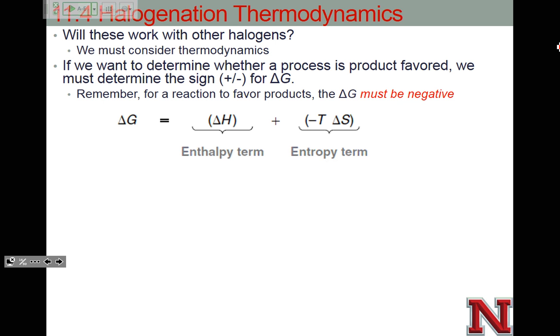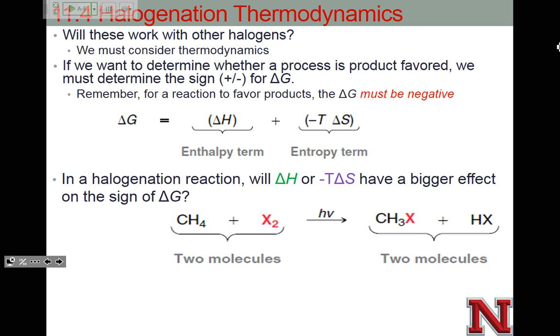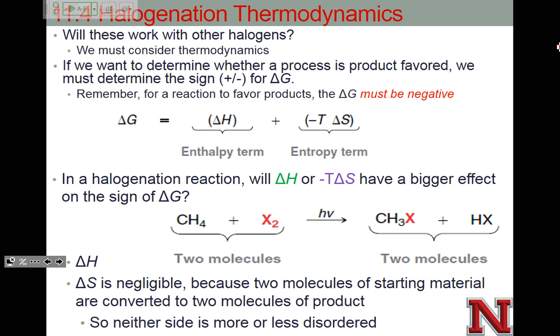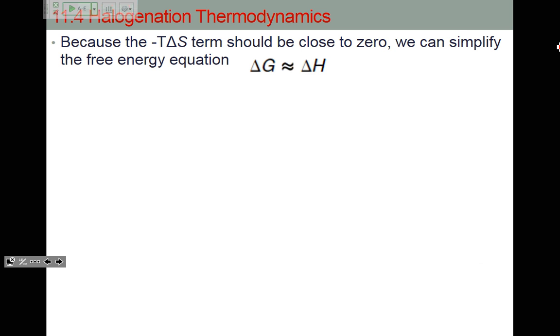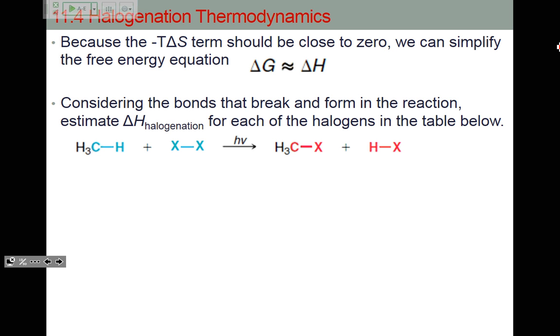So remember, anytime we're looking at thermodynamics, we're looking at our delta G, our Gibbs free energy. So we're looking at our enthalpy and our entropy term. And our delta G for a spontaneous reaction has to be negative overall. So looking at our overall reaction, we have 2 molecules we're starting with, and we finish with 2 molecules. So our delta S is not going to have an effect on our overall reaction, because we don't have any real big change in disorder. They're about the same. So our delta H is going to be the big thing, because our delta S overall is going to be negligible. So our delta G for our overall reaction is going to be roughly equal to our delta H. So that simplifies things pretty well.